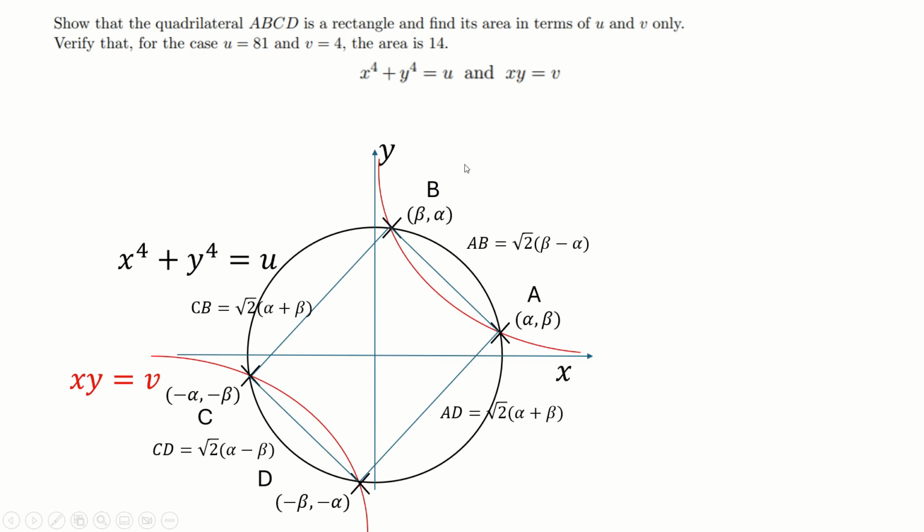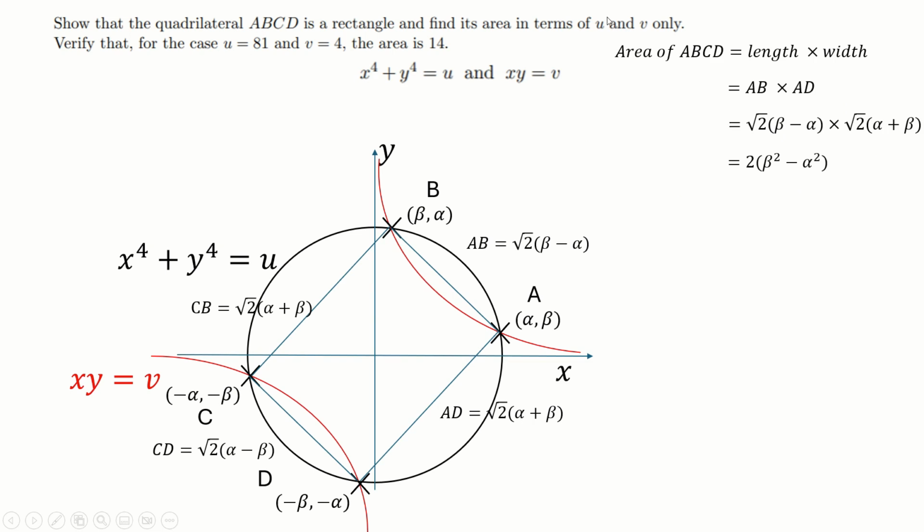Okay, last part of the question then. We've shown it's a rectangle. Find its area in terms of u and v. So its area is just length times width, right? So it's just this times this. The root 2's come together to make it 2, and this is a difference of squares, so it's beta squared minus alpha squared. Now we have to write that in terms of u and v.